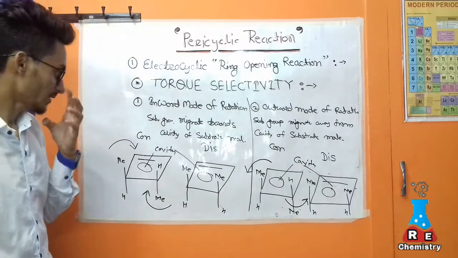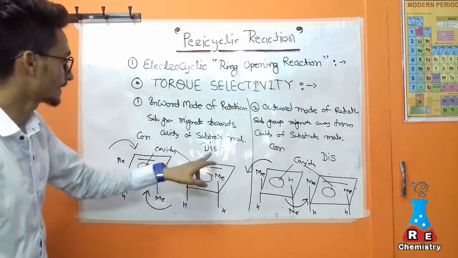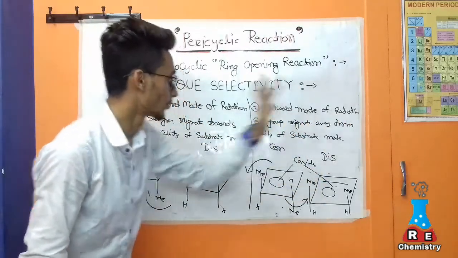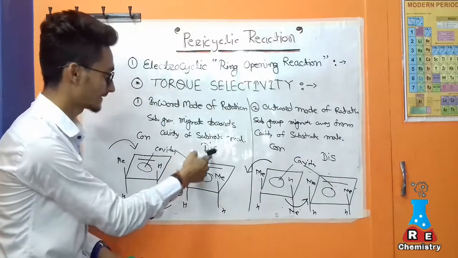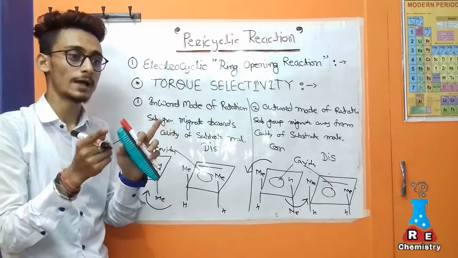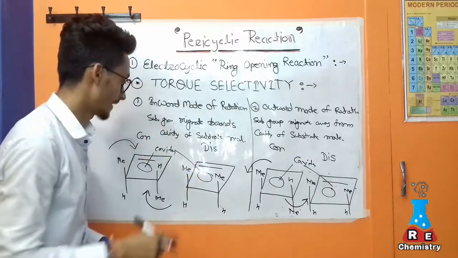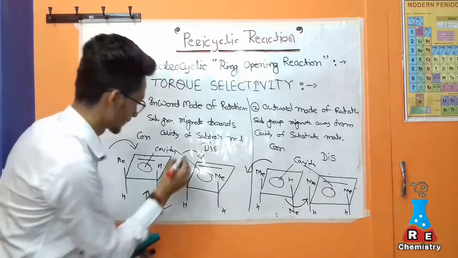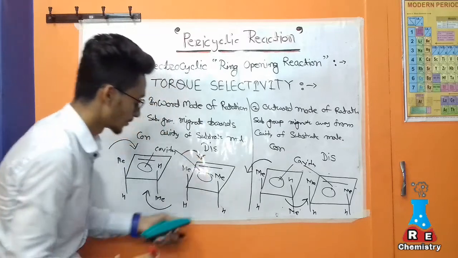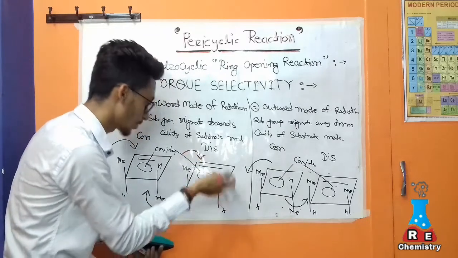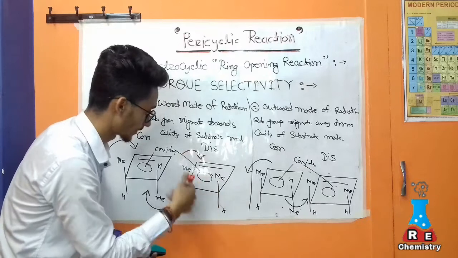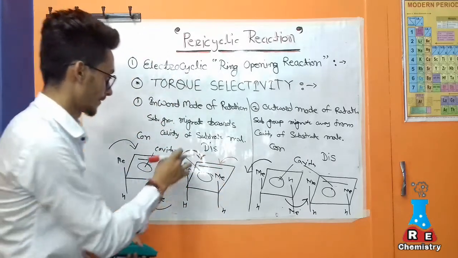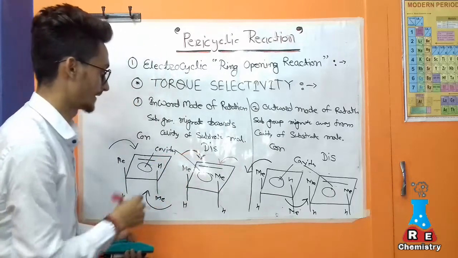Okay, and what is the dis-inward mode of rotation, and what is the dis-outward mode of rotation? It means both rotations are opposite to each other. If this methyl group rotates clockwise, the other rotates anti-clockwise. Both are opposite to each other.